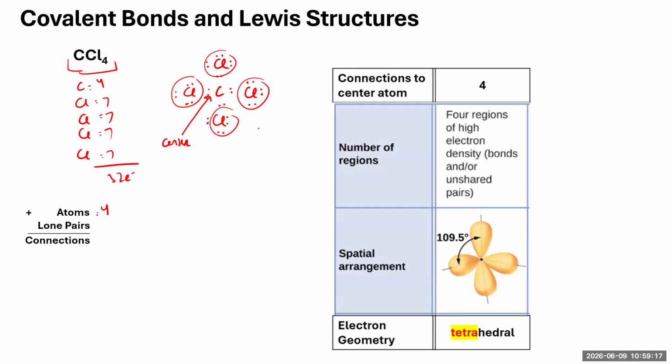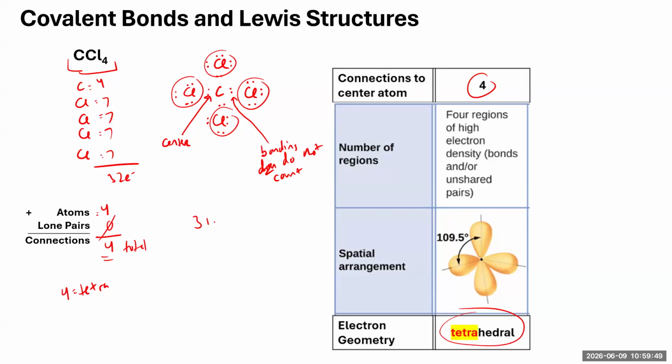4 atoms. These are bonding pairs, remember? Bonding, so they do not count. So we have 0 lone pairs. We have 4 total connections. Remember, 4 equals tetra. So 4 connections, tetrahedral. And again, these atoms get pushed as far away as possible. So now this is our first 3D shape, three-dimensional shape. So we're going to have to learn how to draw that.